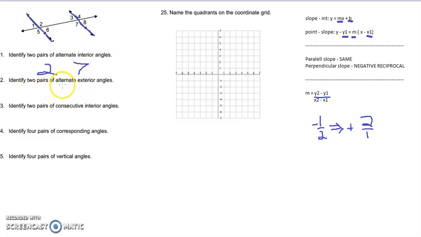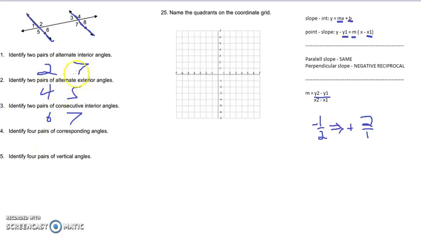When you get to alternate exterior, now we're looking on the outside of these walls. So 4 and 5 are alternate exterior angles. You figure out the other one. When you do consecutive interior, consecutive interior means you're inside the walls and you're right next to each other. So that's 6 and 7 are consecutive interior. 2 and 3 are also.